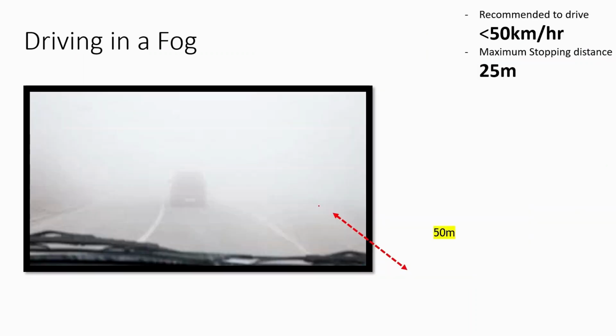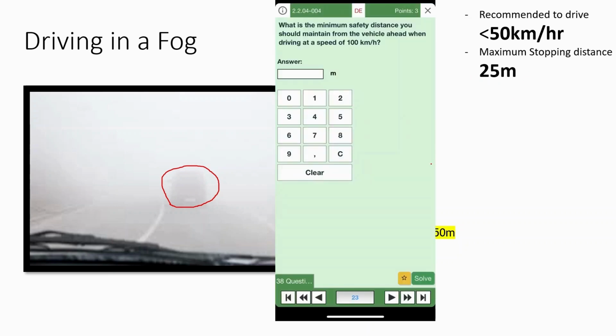Okay, now let's look at this condition. So you're driving in a fog and you can see there is a vehicle, the visibility is very bad. So say your visibility is just 50 meter ahead of you, so you can't see anything beyond that. So in this case, your recommended speed is 50 kilometer per hour. You can only see 50 meter ahead of you, and the maximum stopping distance is 25 meter, which is 50 divided by 2. Okay, so now let's look at few examples.